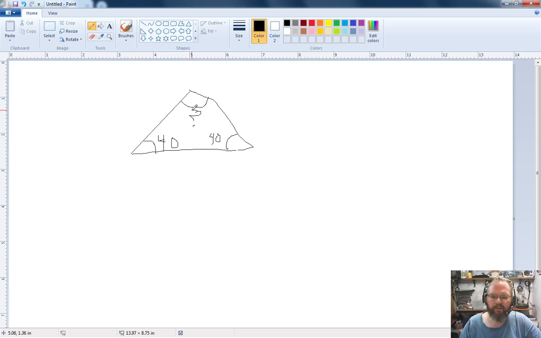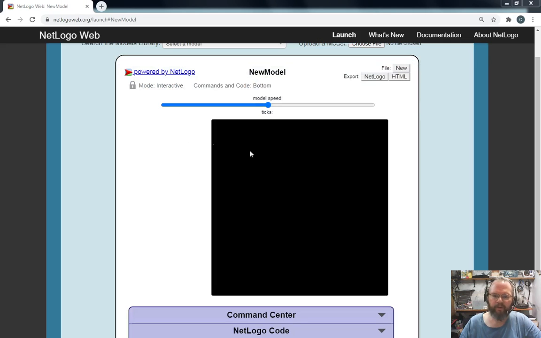Well, since the total sum of the interior angles of a triangle has to equal 180 degrees, all of these need to equal 180. So if we start off with 180 minus one of the ones we know, 40, minus this one, 40, and we do our math, what's left is going to be our unknown angle. So 180 minus 40 is 140, and then 140 minus 40 more would equal 100. So our unknown angle right here would be 100 degrees. We're going to make NetLogo do that for us.